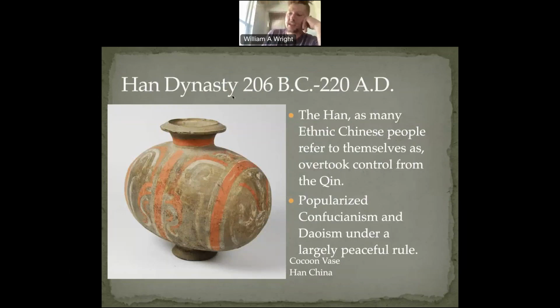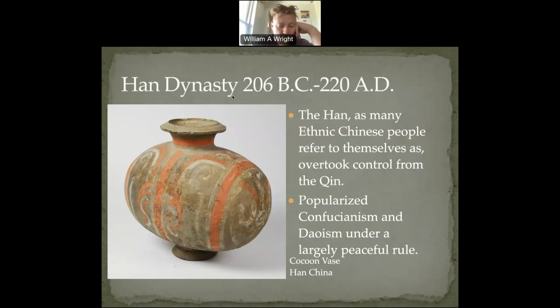Now, many ethnic Chinese people, as far as I know, I haven't spoken to a lot of ethnic Chinese people to see where this really lies, but as I understand it, many ethnic Chinese people think of themselves as more connected to the Han than the Qin, even though the name comes from Qin. But in any case, maybe they're just connected in some way. But the Qin ends, Han begins, and during Han rule is when we see the rise of Confucianism and Taoism under what is really a largely peaceful time in China.